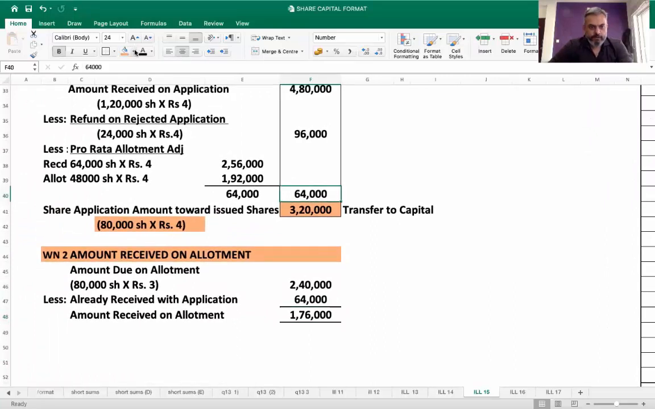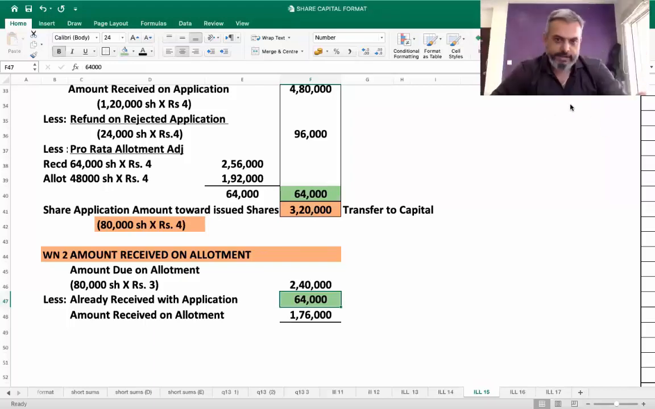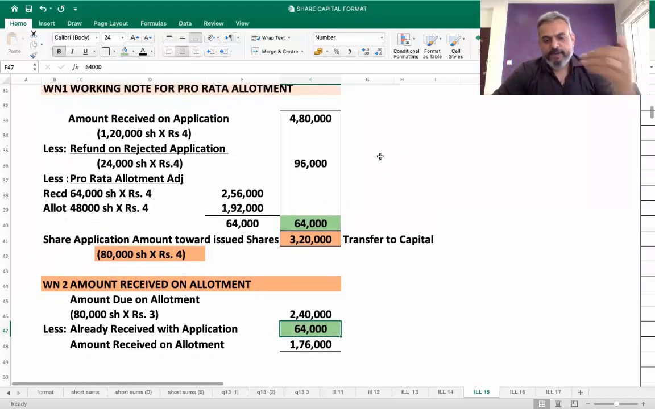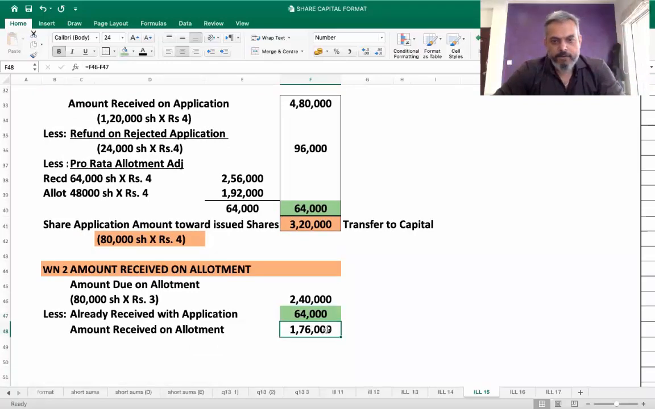Now over here, this 64,000, the same exactly over here as 64,000. From here we got the 64,000. Now if you want to change the working, you can do that as well. You can make a different working: less refund on rejected shares, less share application money towards capital. So what will be left is 64,000. That can also be done. Once you start doing it on your own, you will be able to make your own working. This is a standard working that I have done for you all. So amount received on allotment is 1,76,000.